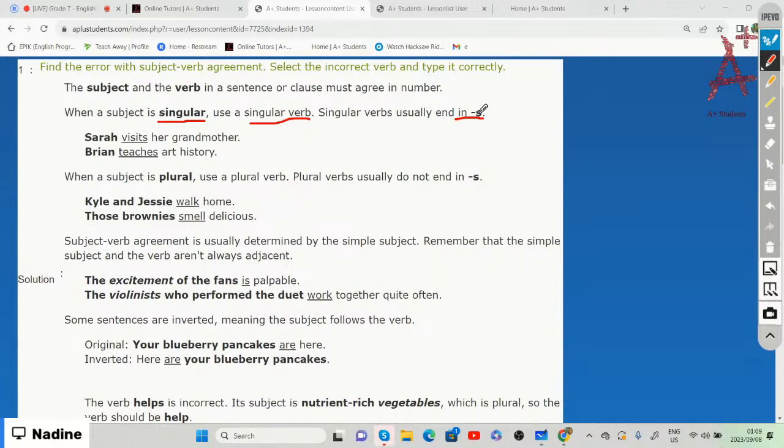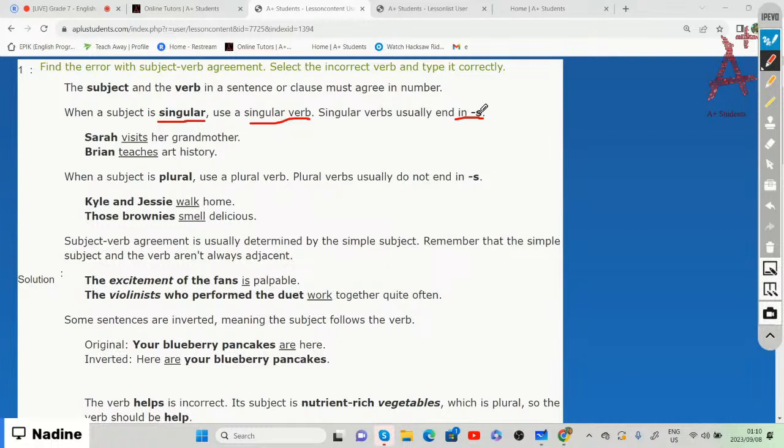For example, Sarah visits her grandmother. So Sarah being singular, being alone, she visits, where our verb ends in an S, her grandmother. Brian, which is singular, teaches art history. Teaches, where the verb basically ends in an S, art history. So that is basically when the subject is singular, we use a singular verb, and the singular verb usually ends in S.